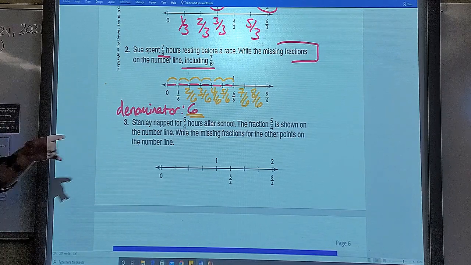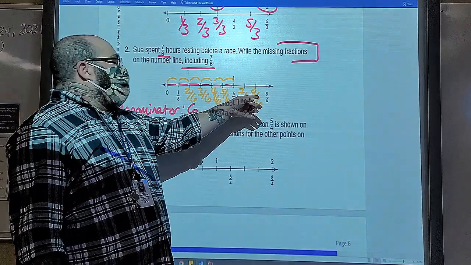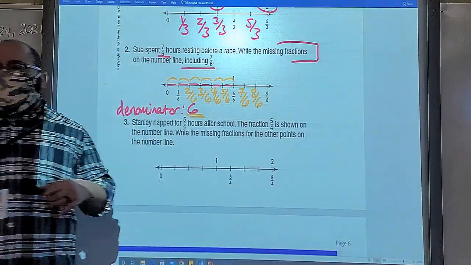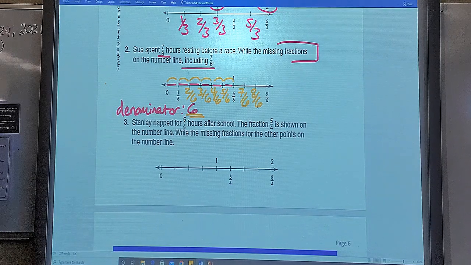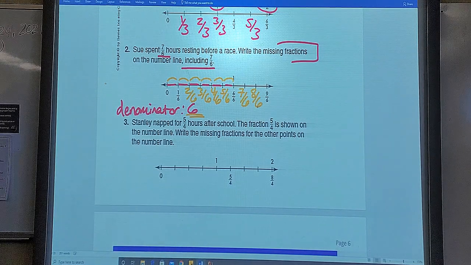Let me ask you a question. Is 9/6 greater than 6/6? Yeah. Thumbs up if you think it's greater. It's not 2, because we're going by 6. So if it was 2, we'd have to be at 12/6. 12/6 would be 2 wholes.